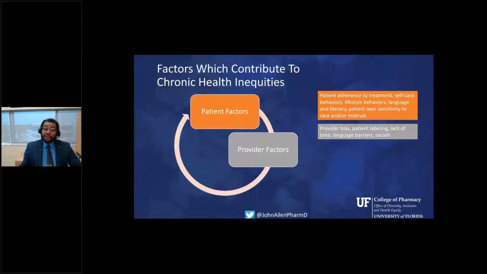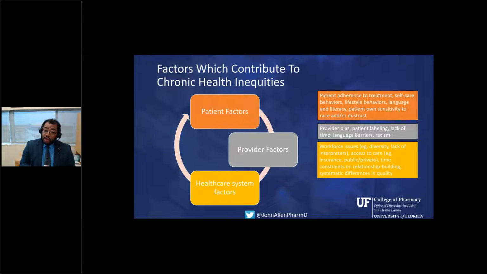Some provider factors can also contribute to health inequities, including provider bias, patient labeling, lack of time from providers during visits, language barriers, or racism. With respect to healthcare system factors, things like workforce issues. And when we talk about workforce issues, we're talking about the diversity of caregivers, a lack of interpreters or interpretive services for those for whom English is a second language, or they may not even speak English at all.